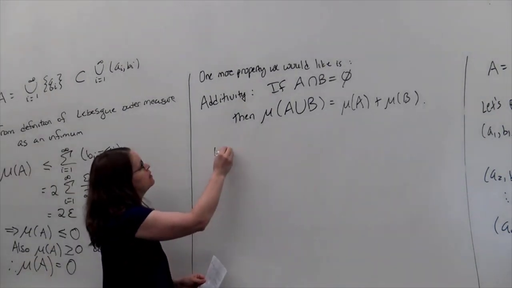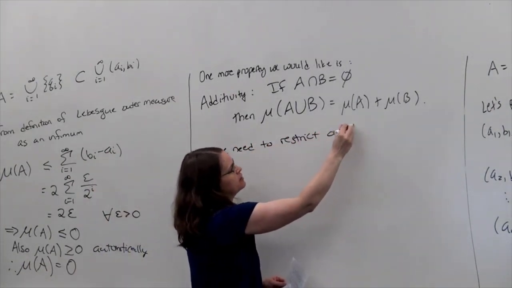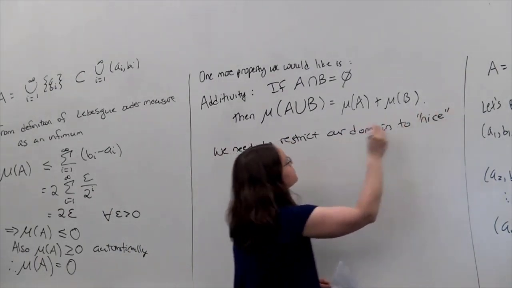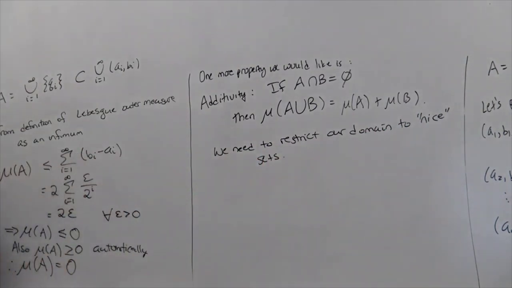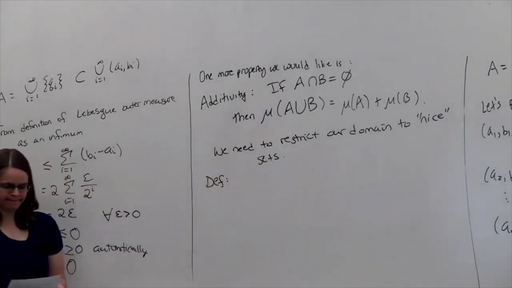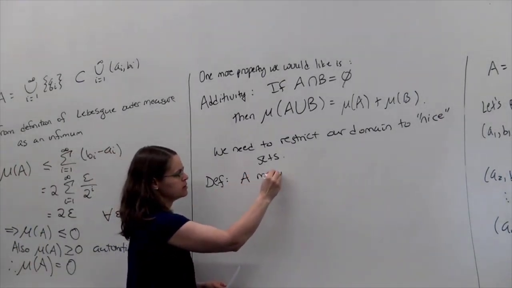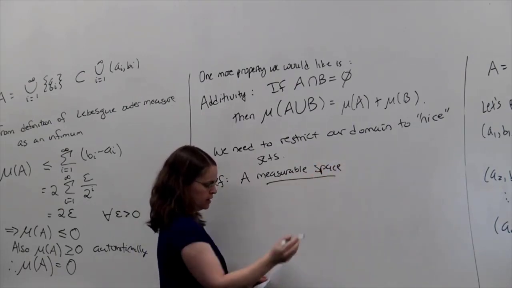So we need to restrict our domain to nice sets. Essentially we're going to restrict our domain to sets where this works for us. So let me define one property we want. We're going to talk about a measurable space, which is a collection.